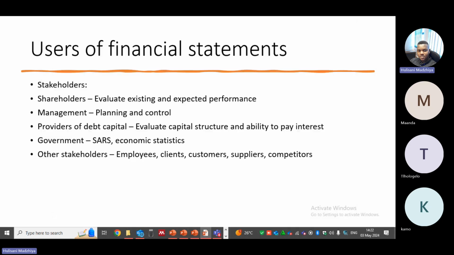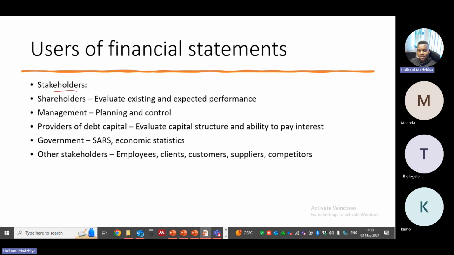So we are still busy with the introduction of financial statement analysis. This brings us to the users of financial statements. Financial statements have a number of users and they use them for different purposes. The users of financial statements are also known as the stakeholders, people who have a stake in the business operation and an interest in what the business does.